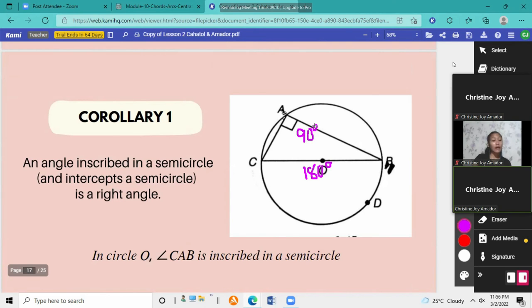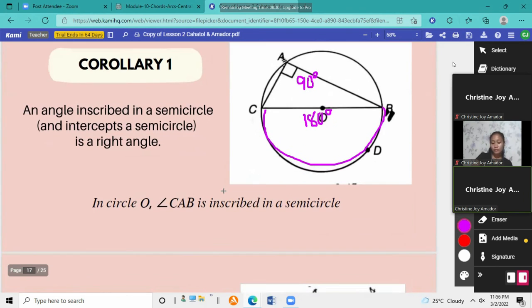Because based on the inscribed angle theorem, the measurement of the inscribed angle is 1/2 its intercepted arc. What is the intercepted arc of angle BAC or angle CAB? Its intercepted arc is this one, which is the semicircle. And we know that the measurement of our semicircle is 180 degrees, and for an inscribed angle, it is 1/2 its intercepted arc. So 1/2 of 180 is 90 degrees, and we know that 90 degrees is a right angle. That's why corollary number 1 is true, that an angle inscribed in a semicircle is a right angle.